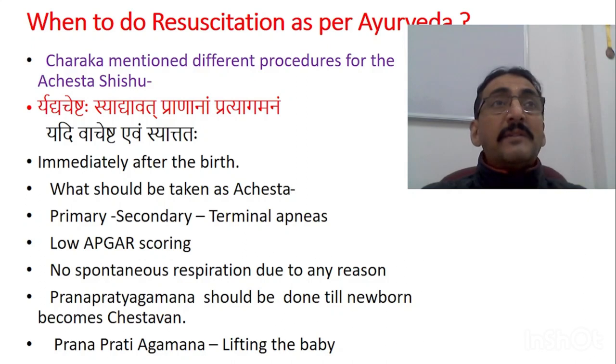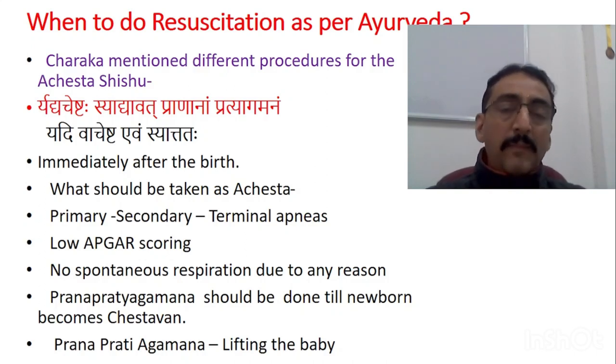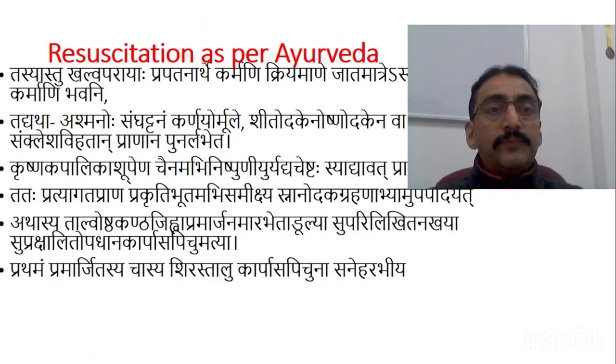Yavat cheshtasya, that means an achesta shishu should be given pranapratyagamana methods, and you have to continue them till the child becomes cheshta, normal. That means the symptoms of life will start again in the baby, like respiration, then heart rate, color, etc. The meaning of prana pratyagamana is lifting the baby from an apparently death-like condition, or re-establishing the prana inside the body of the baby, which has once gone out. And these are the different references mentioned in Charaka and Shushruta, etc., regarding resuscitation as per Ayurveda. So we are going to discuss them one by one.